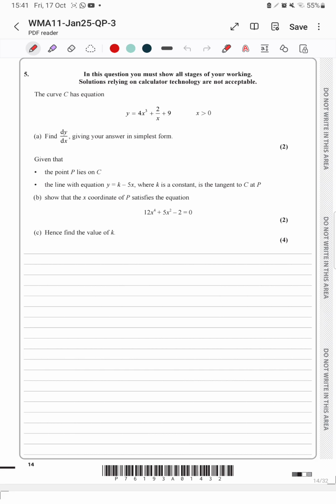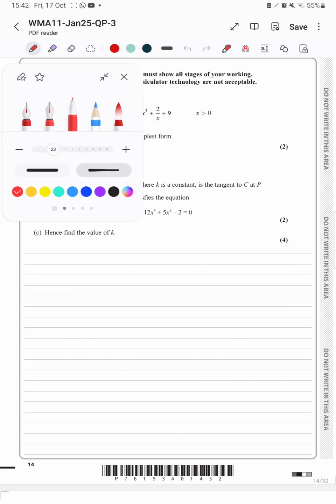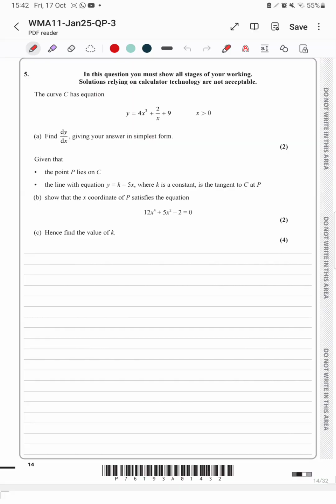The curve C has an equation y = 4x cubed plus 2 over x plus 9, where x is greater than 0. A very important point when you read the question: if a condition is given, like x is greater than 0 or k is a positive constant, that matters a lot. It will help you to get the correct number of solutions. Sometimes you get, let's say, two values of k, one positive and one negative. So if it is mentioned k is greater than 0, automatically you have to ignore the k value which is negative.